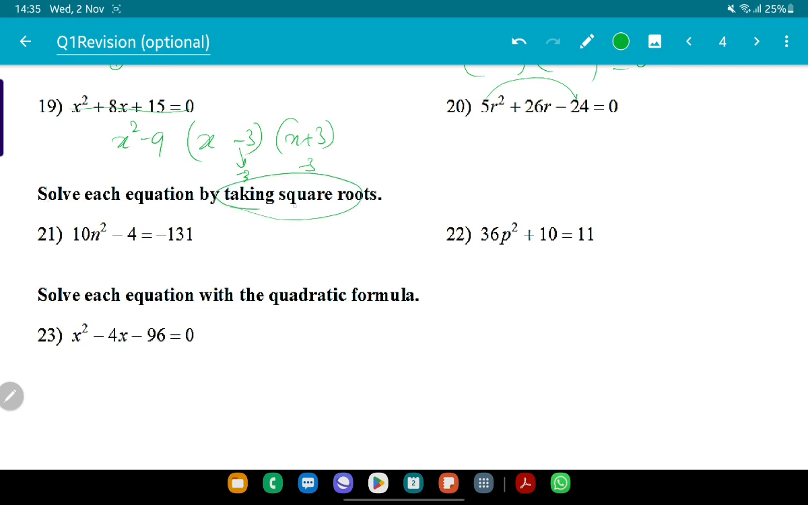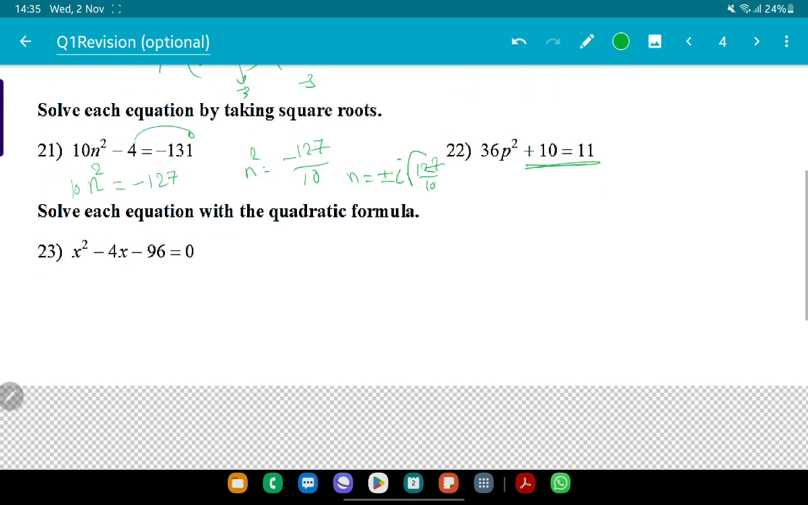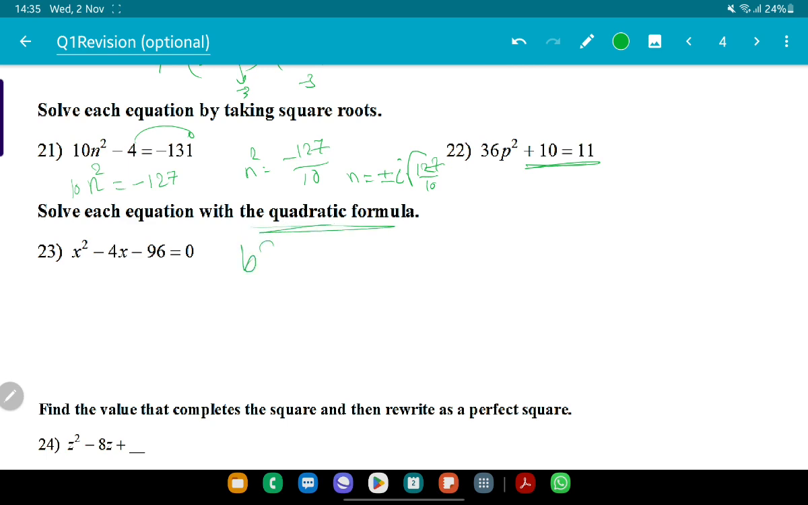Here, solve by taking the square root. It means isolate n. So 10n squared equals, send this to the right side, it will be negative 127, then divide by 10, n squared equals negative 127 over 10, then take the square root, so n equals positive or negative root of negative 127 over 10, and instead of writing negative inside, write i outside, because you understand that root of a negative number means an imaginary answer. Same here, solve by the quadratic formula. First, b squared minus 4ac to know how many solutions, then negative b plus minus root b squared minus 4ac over 2a.